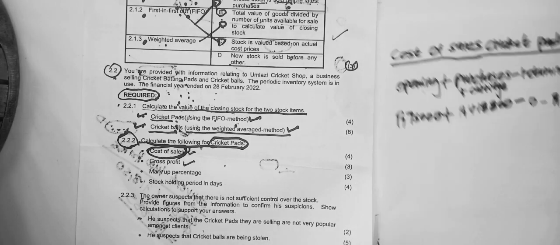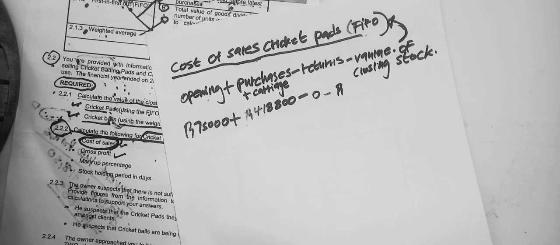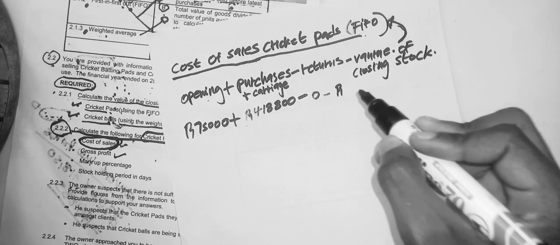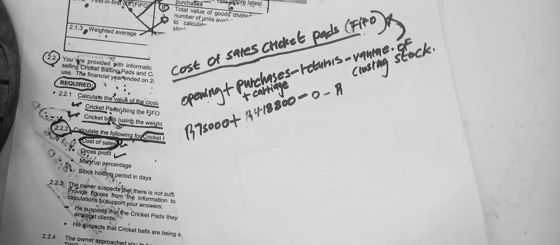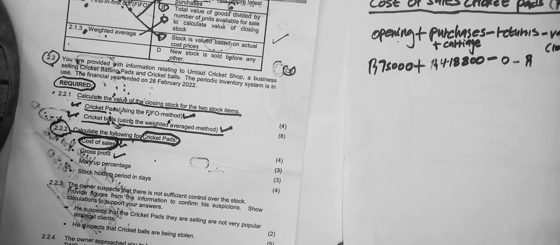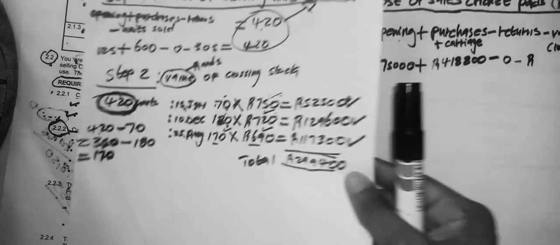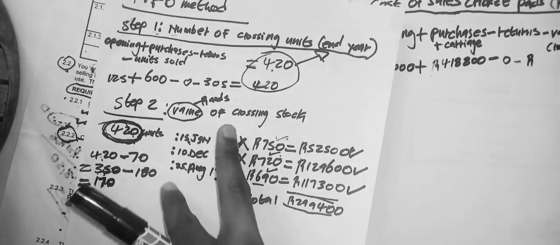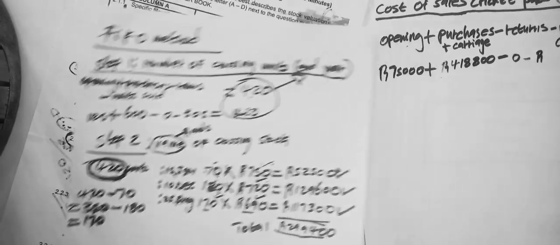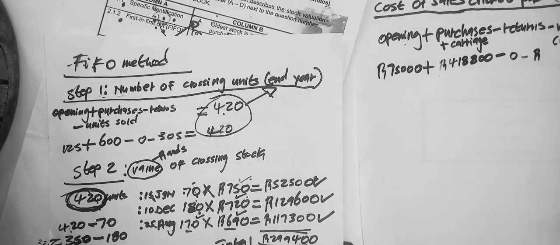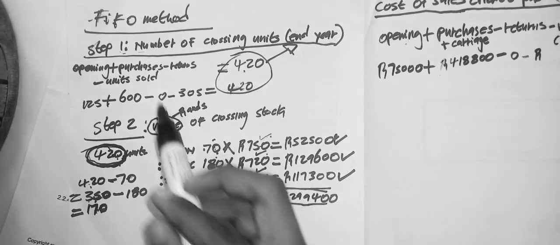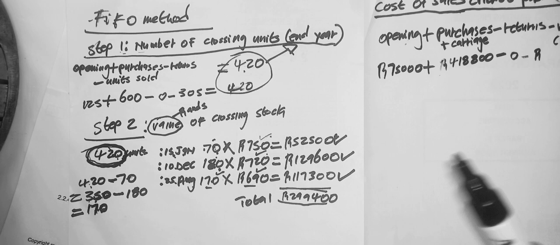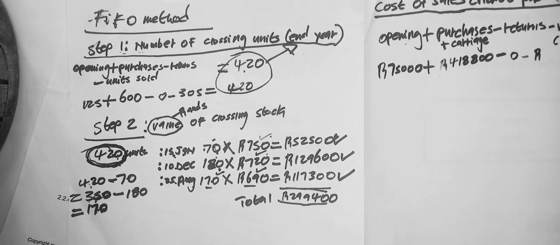You take it as it is, the value of closing stock that you got in 2.2.1, then you minus it here. No matter how right or how wrong it is, you will get a part mark, right? So we already did that. This is where we did it, the FIFO method, on this paper, sorry. FIFO method, we did step 1, then step 2. You can go and check the video, the first video on inventory valuation for this year.